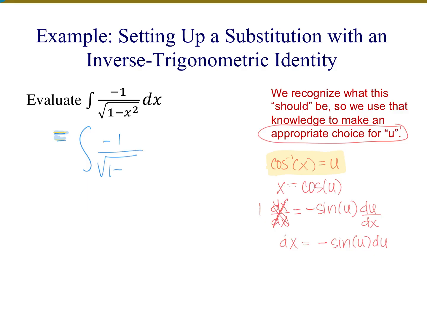Root 1 minus, instead of x squared, what do I know x to be? I picked x to be cosine u. So change your x to cosine u. So this is going to be cos squared u. Okay, I'll just swap. And then change your dx to what you know dx to be, which is negative sine u du.